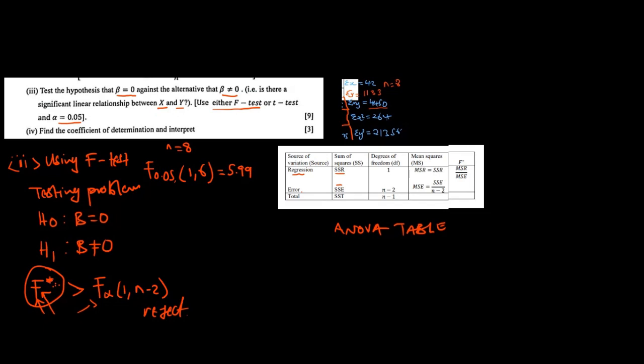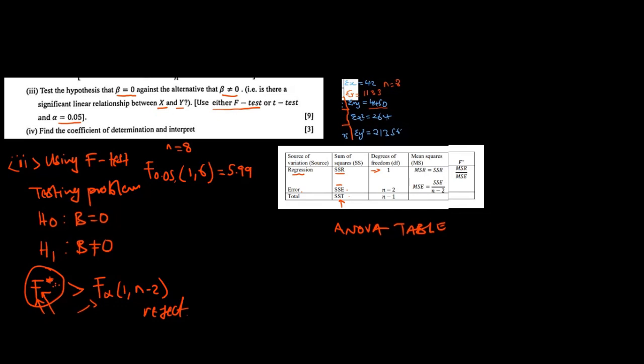The regression always has the degrees of freedom 1, and the error has the degrees of freedom n minus 2. Here you can see SST, the total sum of squares, meaning you add the regression sum of squares plus the error sum of squares to get this. The total sum of squares has the degrees of freedom n minus 1. The fourth column has what we call the mean squares.